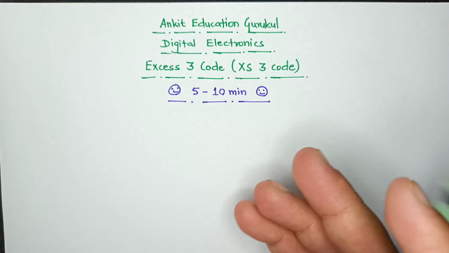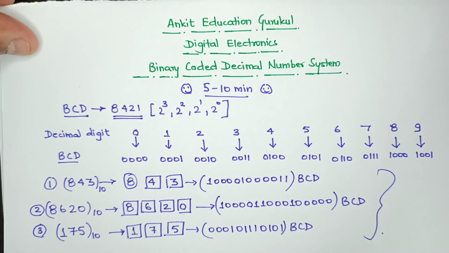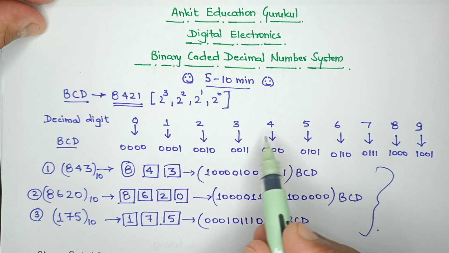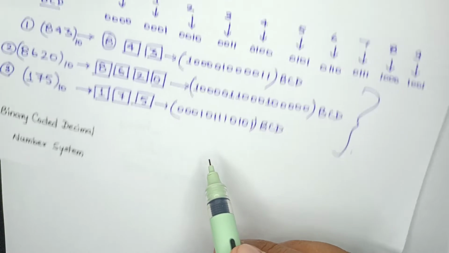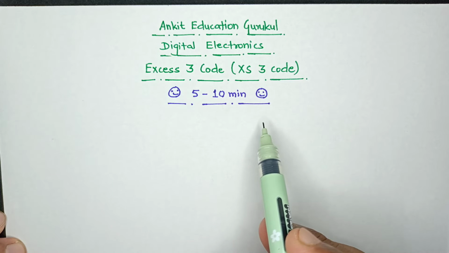Now in the previous video we discussed the binary coded decimal system, in which we discussed how a decimal digit is converted into its BCD equivalent. So this video is in continuation to the last video.